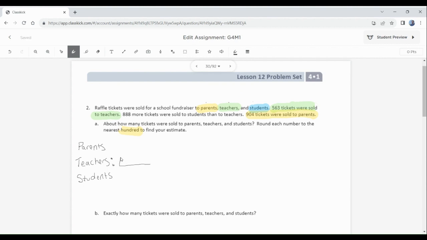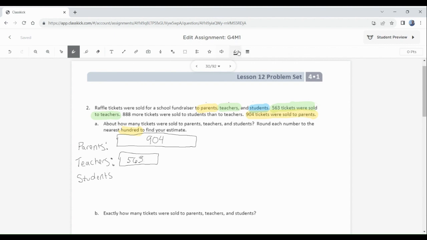That is 563 raffle tickets. And down here it says 904 tickets were sold to parents. So it's good practice to try to make these rectangles the general size. So since 904 is greater than 563, that's why I made this one a little bit longer, this rectangle that represents parents, a little bit longer than the one that does teachers.